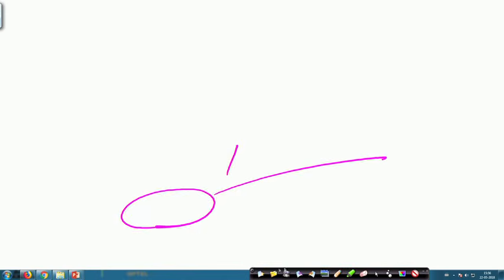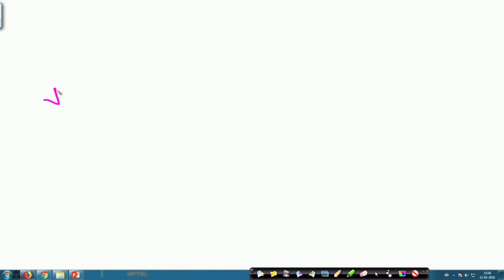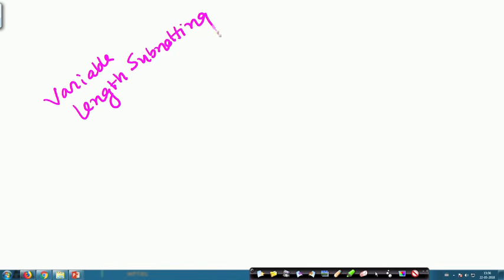There is another interesting fact in CIDR. Because we do not have this kind of fixed class boundary, what we can do is use something called variable length subnetting. What is this variable length subnetting?